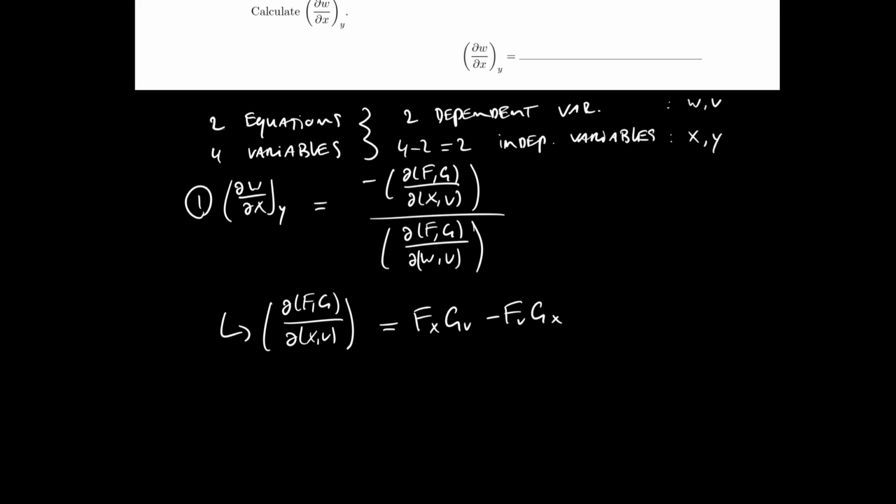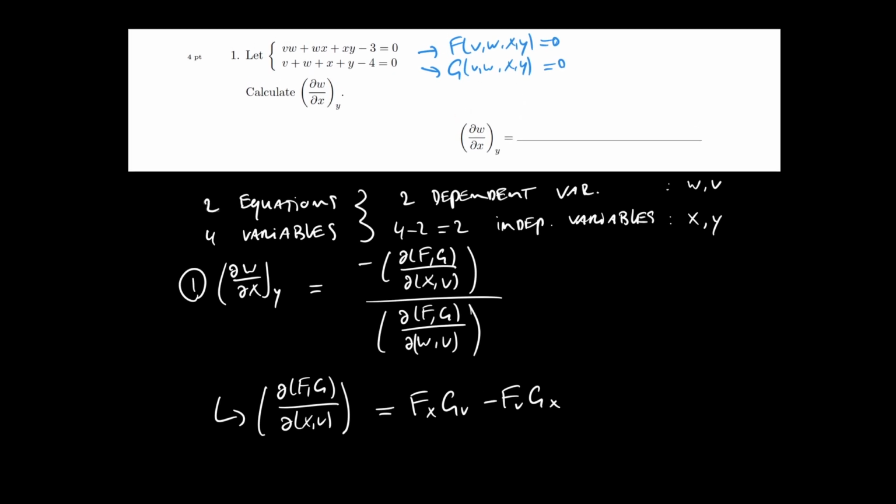All right, so if we want to calculate those partial derivatives, then just take a look at the equations again. And if we differentiate f with respect to x, we get w plus y. And that has to be multiplied by the partial derivative of the second equation with respect to v. So that's going to be 1. And now we subtract f_v, which is the derivative of the first equation with respect to v. That's going to be w, and we multiply that by g_x, which is also 1. And so we get w plus y minus w, which is just y.